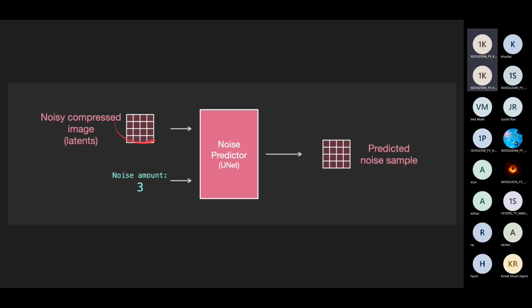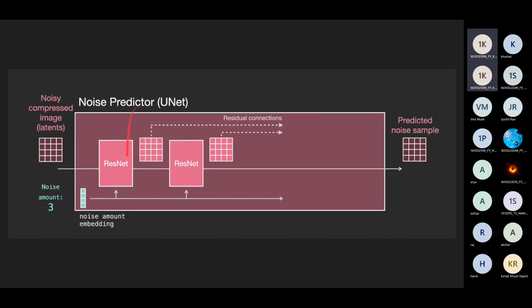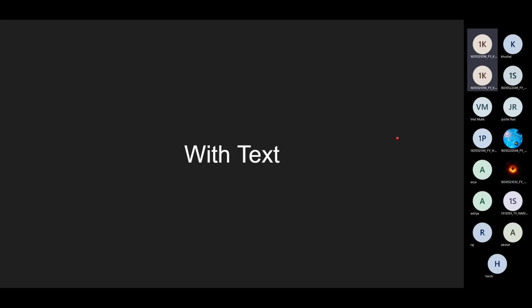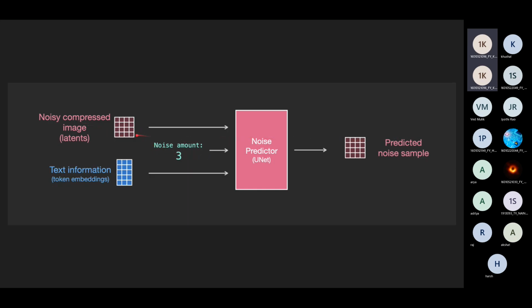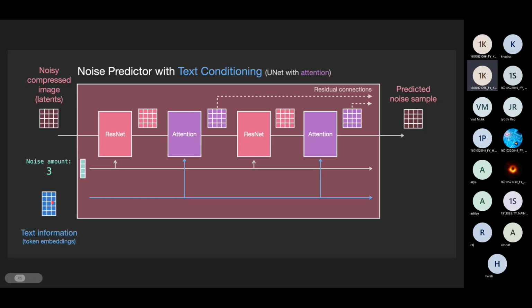Now, if you recall, without the text, what was happening? The compressed noisy image latent was passed on to the UNet along with the amount of noise, and it was predicting how much noise was in it. Inside the UNet, this noise amount is fed into every part of the ResNet, and then after some number of steps it is finally predicting the noise sample. There are actually 50 ResNets in this case, in the UNet. With the text, what is going to happen is, along with these two, we are also passing the token embeddings.